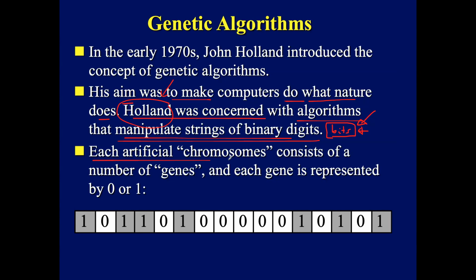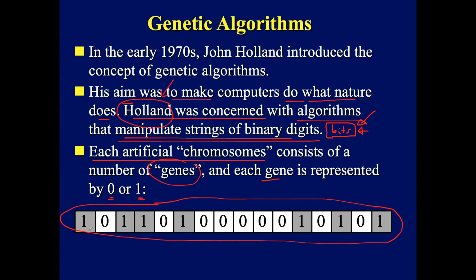But what is an artificial chromosome? Each artificial chromosome consists of a number of genes, and each gene is represented by 0 or 1. So this is the representation that this gentleman used. And in the figure below, we show such a chromosome with the genes being represented by those bits, 0 or 1. So each point here is a gene in this kind of representation, and the whole string is what you would call a chromosome.